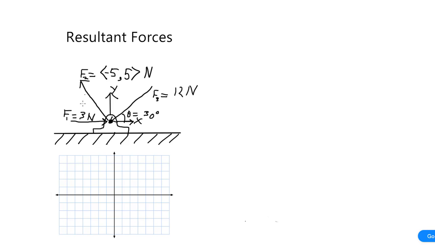A resultant force is just the addition of two or more forces. So F1 plus F2, that's a resultant force. F2 plus F3, that's a resultant force. But what we're going to be doing in this scenario with this little pin is F1 plus F2 plus F3. So we're going to do all the forces that are present.